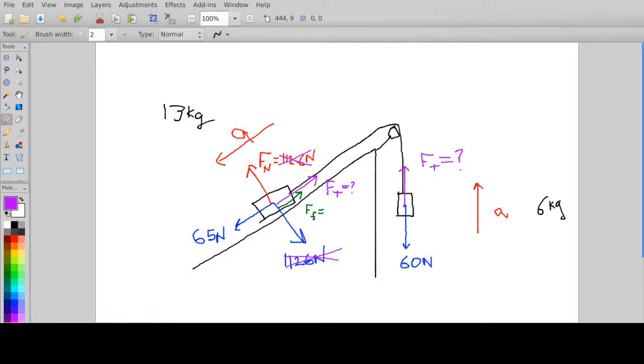And A is going to be a tiny number. A is going to equal this tiny number right there, in meters per second squared. All right, so there you go.